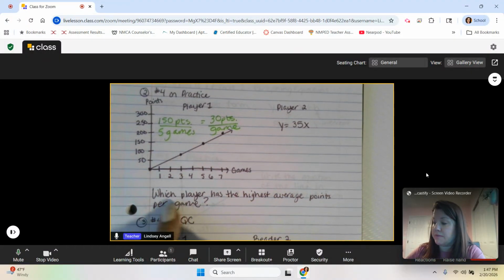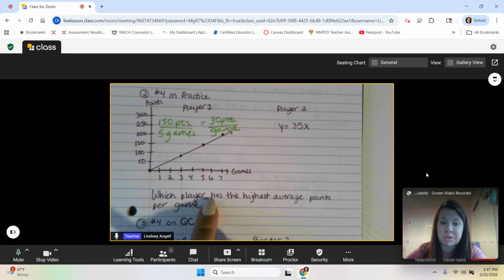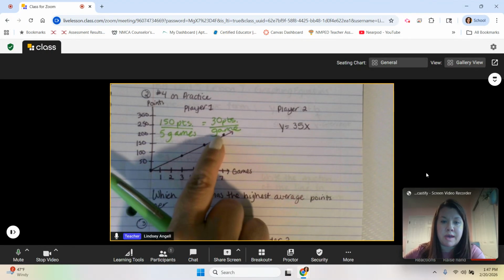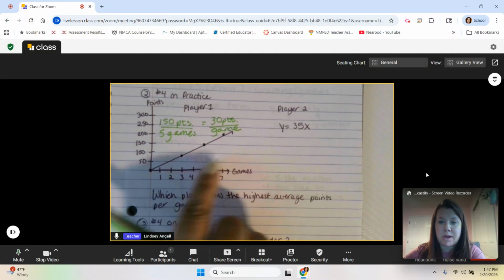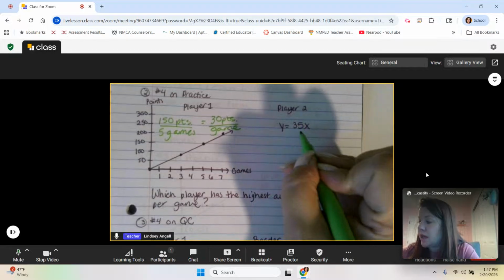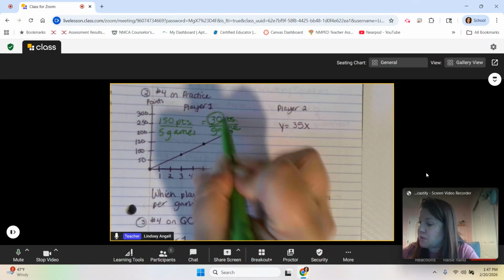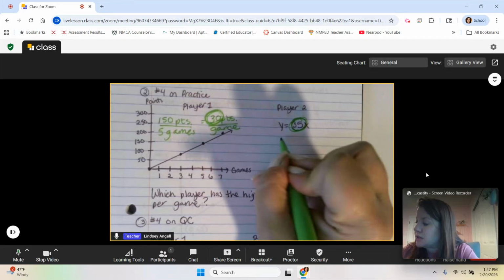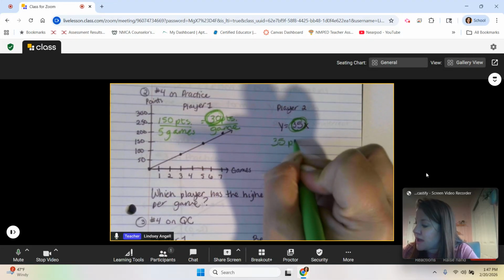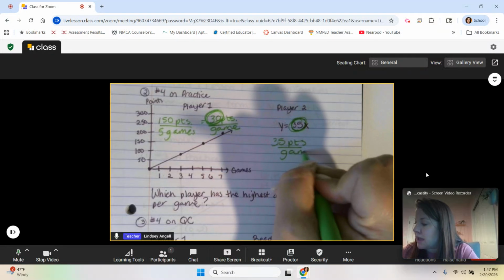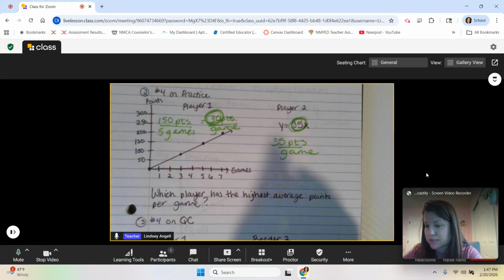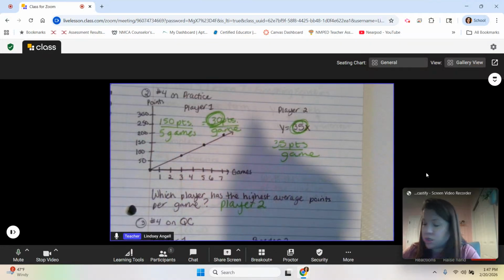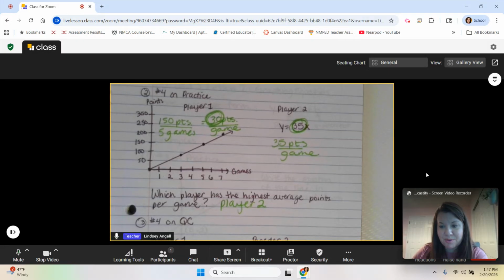Oh, I'm sorry, I didn't even say the question. The final question is, which player has the highest average points per game? So that's what I just did for this one. I figured out how many points per game player 1 has. Player 2, well, this would be our slope over here, right? In equation form, that's this number here. So this would be 35 points per game. And I forget how they have you answer this, but player 2 is your final answer, okay?